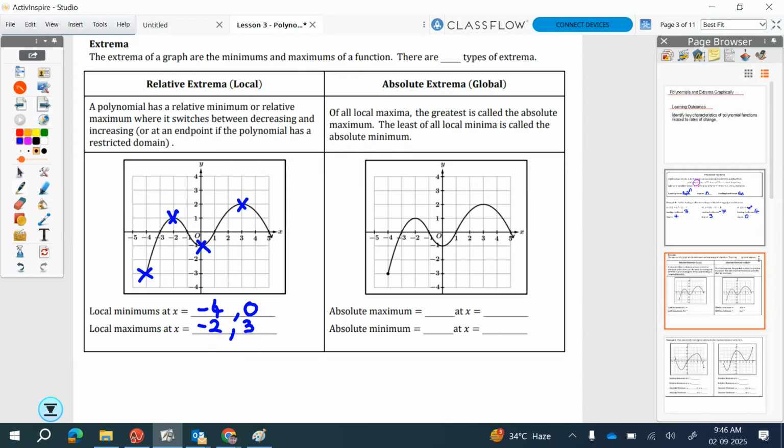The word absolute has a synonym. Global extrema is the one value which is bigger than all others. It's the one value that is bigger or smaller than all others. So the absolute maximum of this graph is going to be 2. That's because here at this point where it reaches its absolute highest, the y value is 2. This occurs at x equals to 3. The absolute minimum of this is going to be -3, because this occurs here at x equals -4.